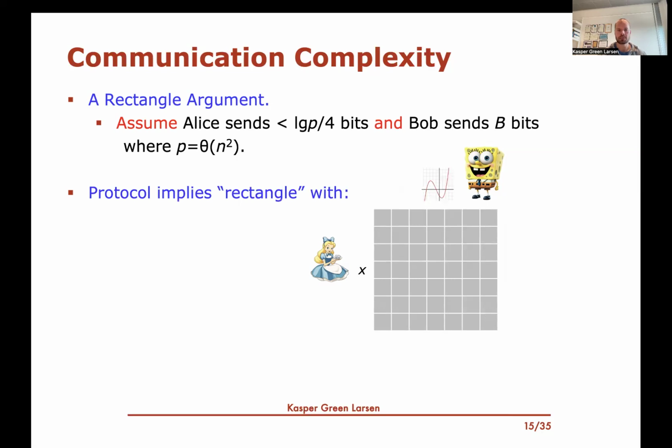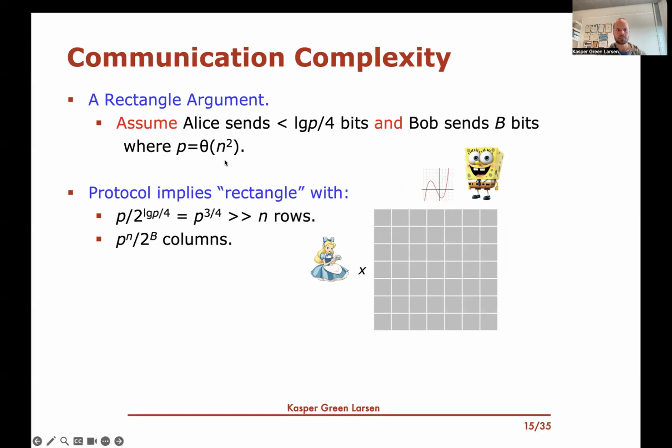Now, if I have a communication protocol, a standard technique in communication complexity is to show that this protocol implies the existence of a so-called rectangle or combinatorial rectangle. I'll try to show you what it is. The rectangle has a number of rows that is at least the total number of rows of Alice divided by 2 to the number of bits that she's communicating, 2 to the log p over 4. This number is p to the 3/4. P was around n squared, so there's a lot more than n rows in this rectangle.